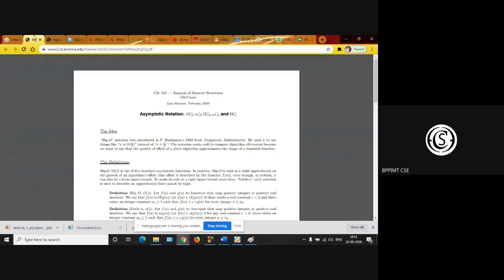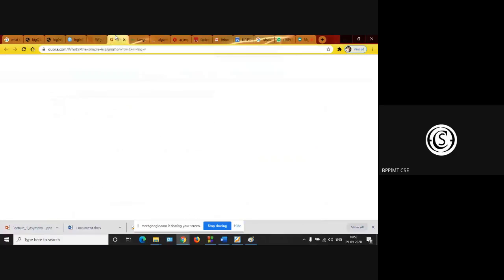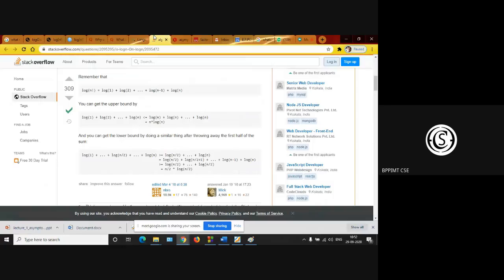Any problem up to this? I didn't understand this smallest part.